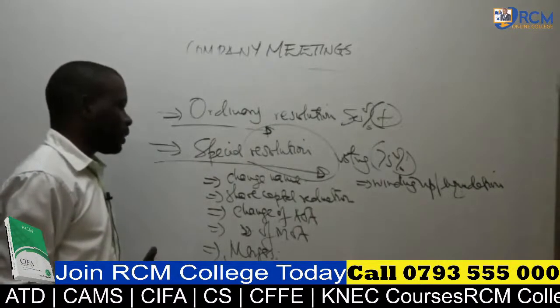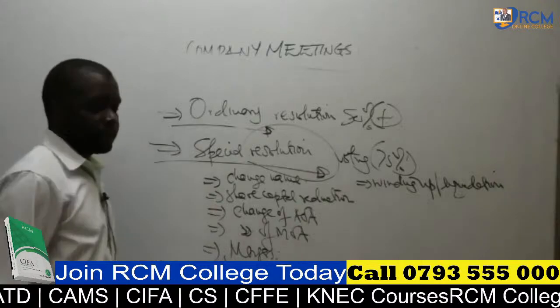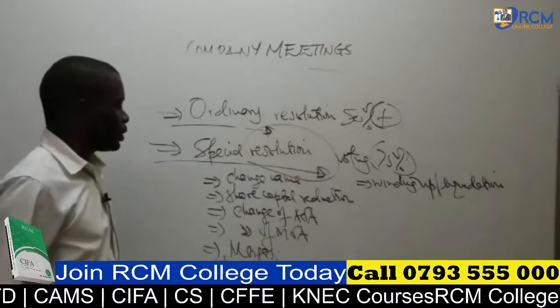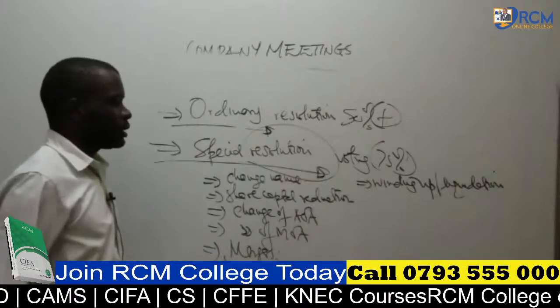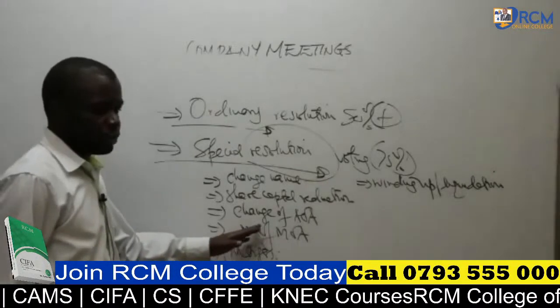So these are some of the matters that require what we call a special resolution. Change of name will require at least 75% of the members to approve. Share capital reduction, at least 75% of the members should be able to approve. Change of articles of association.